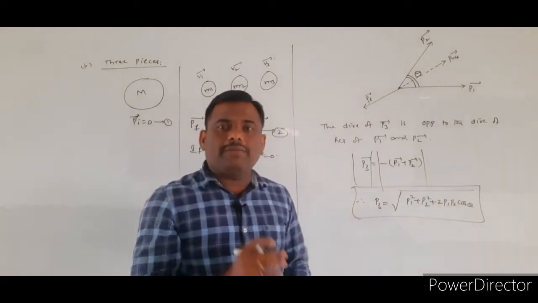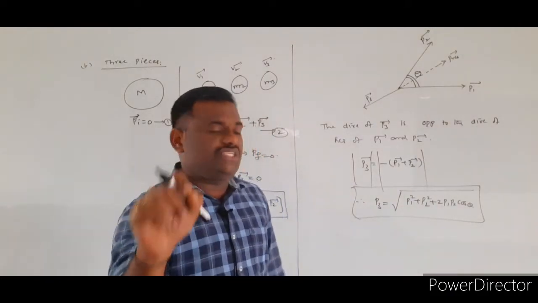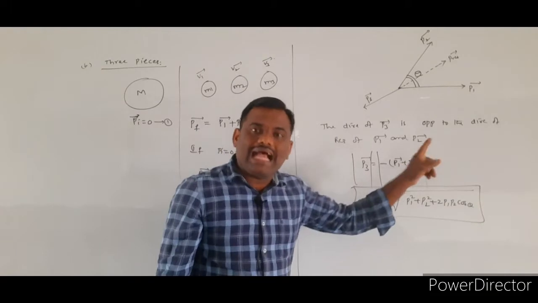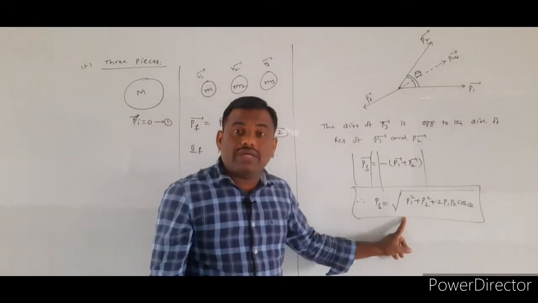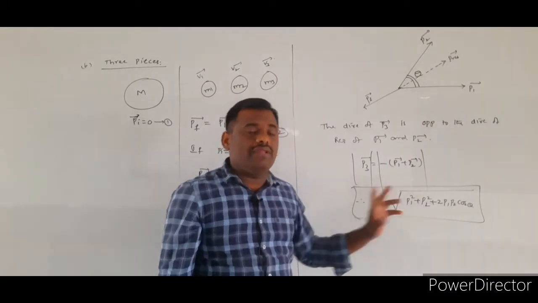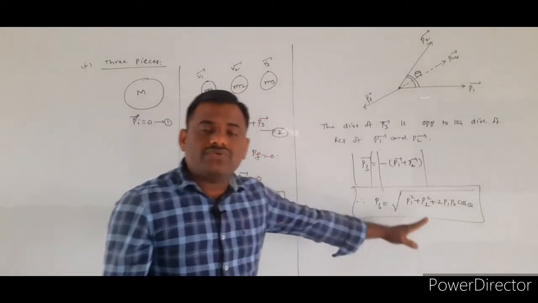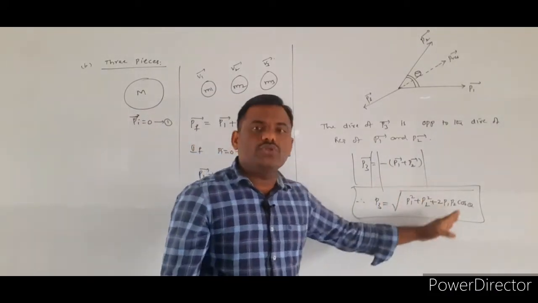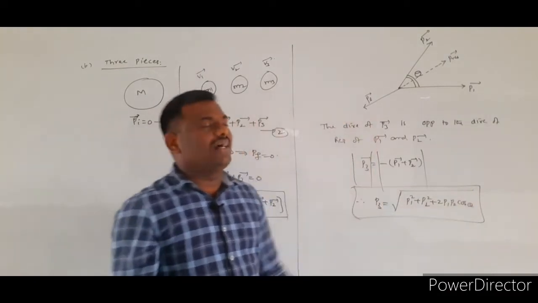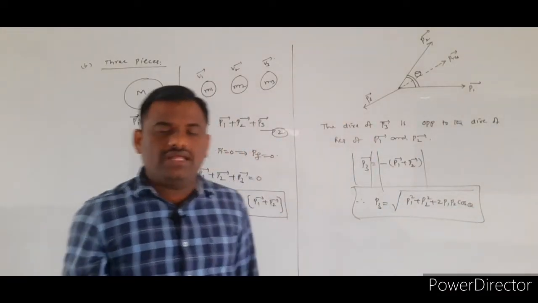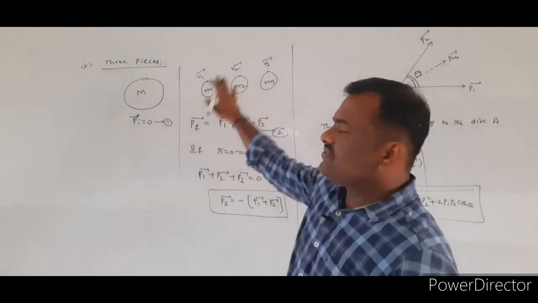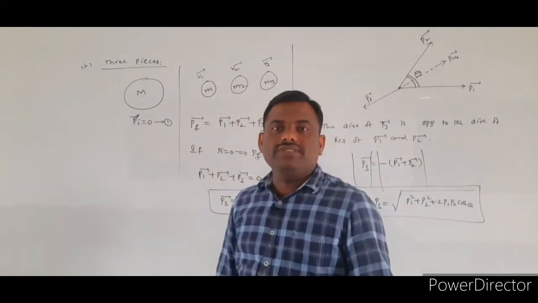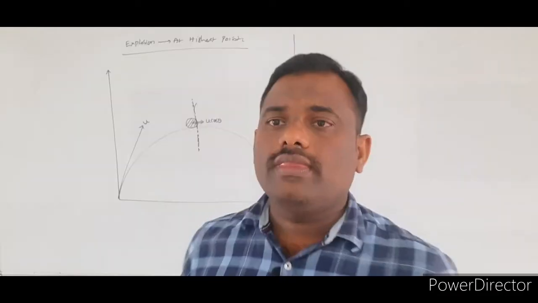What is P1 bar plus P2 bar? Vector addition. Whenever two vectors are added, the formula to calculate the magnitude is the square root of P1 squared plus P2 squared plus 2 P1 P2 cos theta. It's a very important application whenever a bomb is exploded into 3 different pieces. So this is the concept of explosion of the bomb.